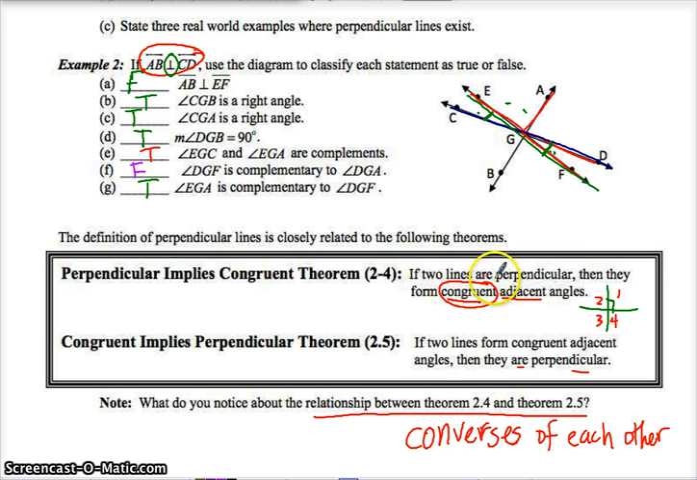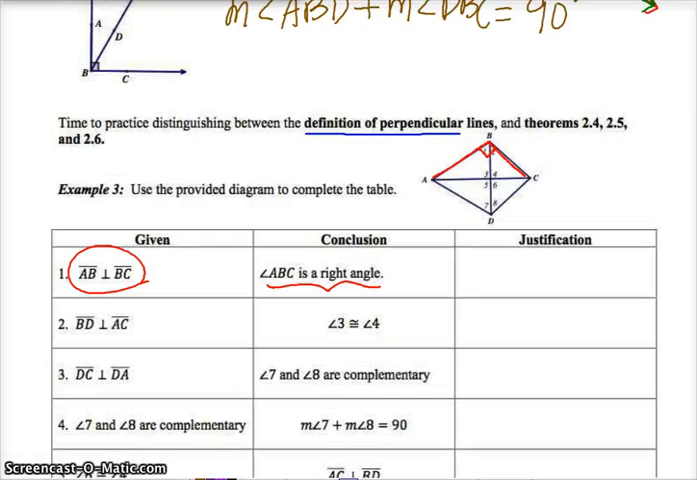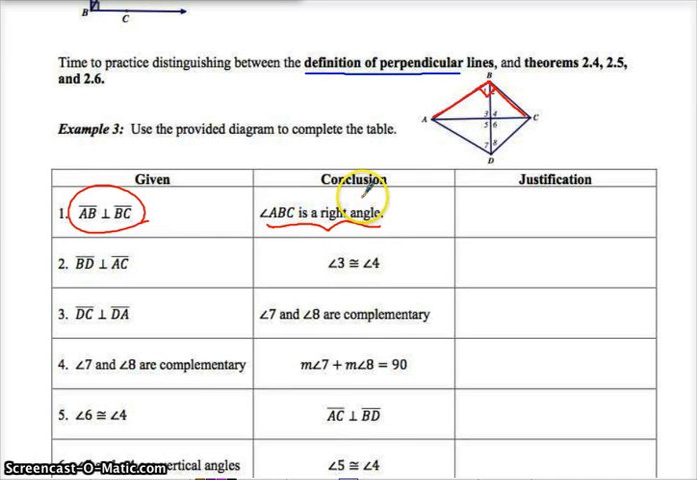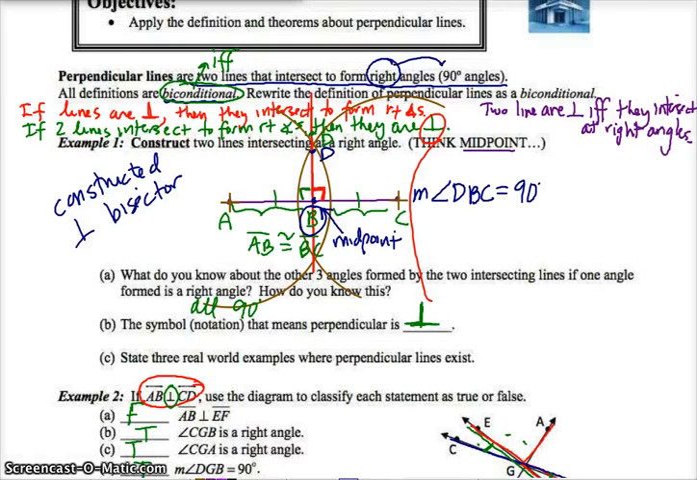2.4 says if two lines are perpendicular, so that's also given that two lines are perpendicular. What the conclusion is, though, is that they form congruent adjacent angles. That would be angle 1 is congruent to angle 2. That's the conclusion here. If I look at my statement, what was concluded? Was it concluded that one angle is congruent to another? No, it was concluded that we have a right angle, which is what the definition says.